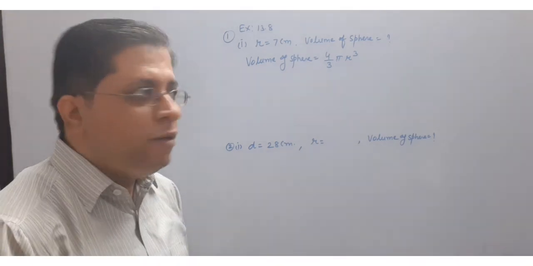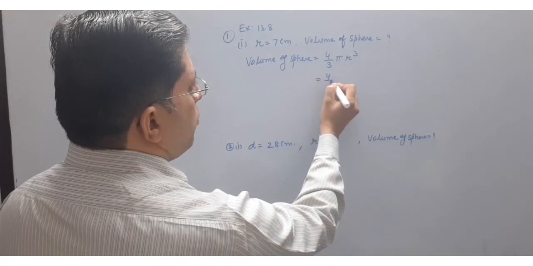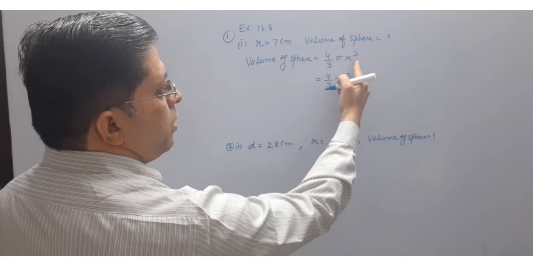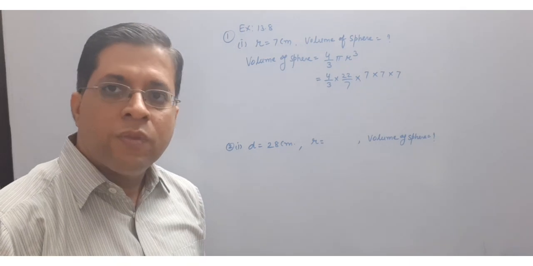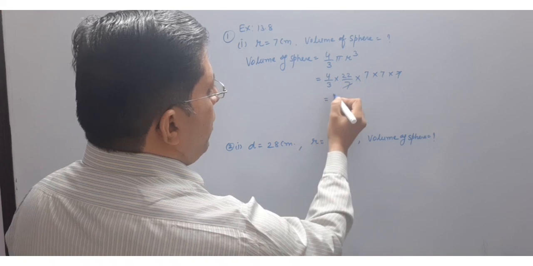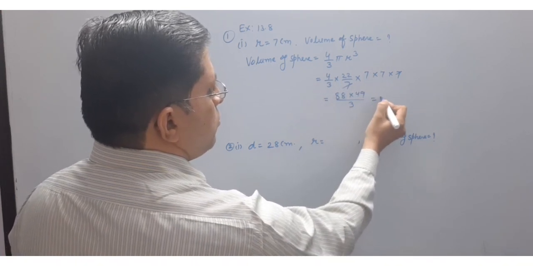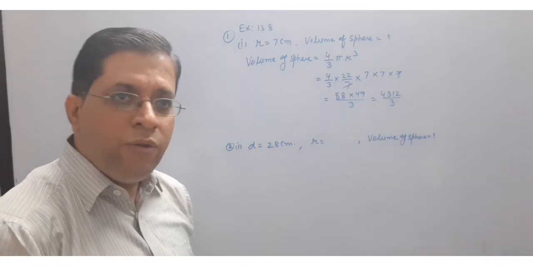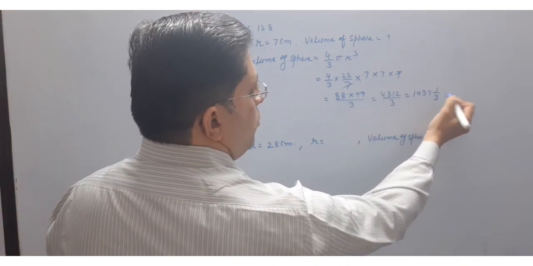R is 7 centimeter. Volume you have to find out. So what is it here? 4 upon 3, 22 upon 7. R is what? 7, no? Here is r cube. I am writing 3 times: 1, 2 and 3. You cut 7 to 7. When you multiply it, this is 88 into 49 upon 3. This is 4312 upon 3. When you divide it, you will get 1437 and 1 upon 3.